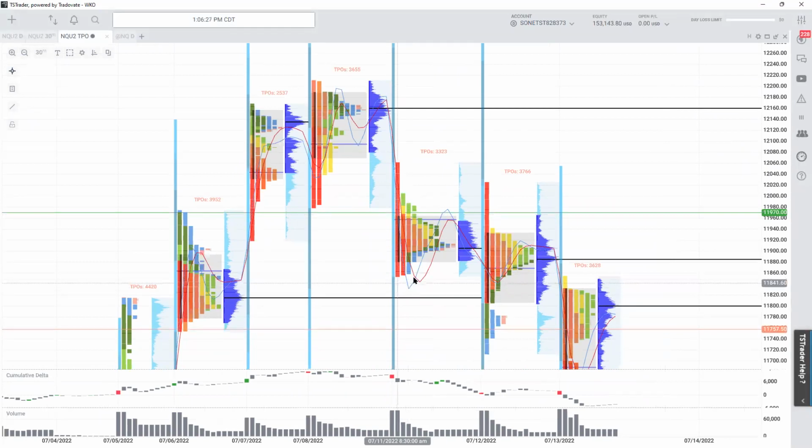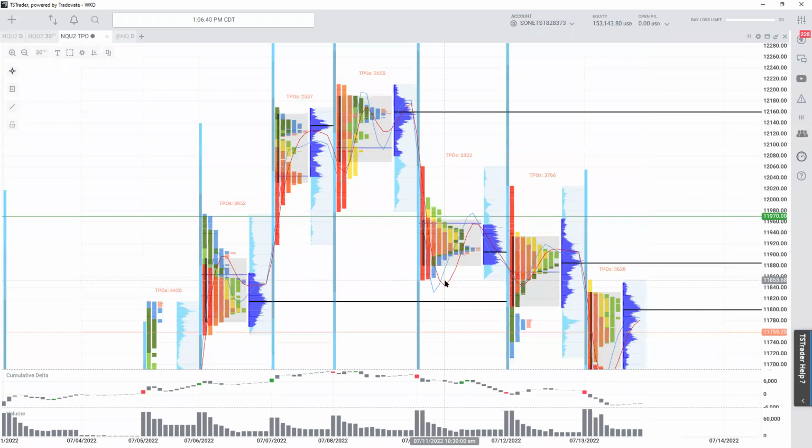This was Tuesday. The initial balance is represented by this pale blue line right here. On Monday, the entire day session range never exceeded the initial balance, which is the first hour of trade. This is called a normal trading day, but it's not normal. We don't see them very often. It's more like seeing a unicorn.